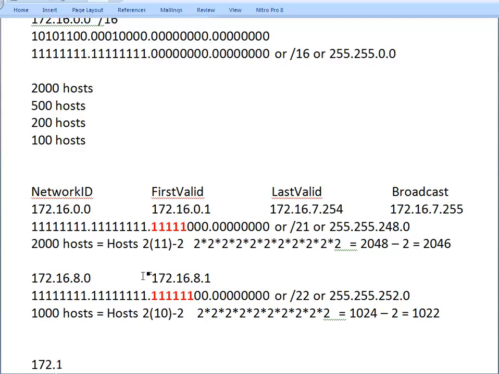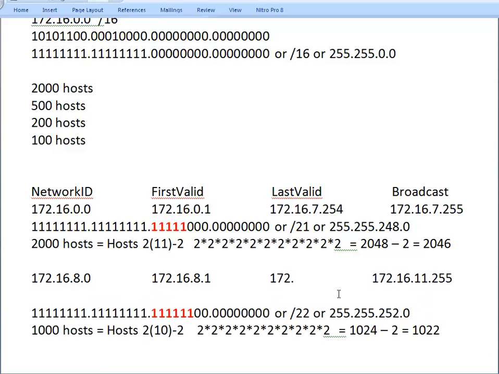Now the next network ID is going to be, we have to look where the zeros and ones are separated. They are separated on the third octet, and this bit here on the third octet is representing 4. So we have to increment by 4 on the third octet. So this will be 12.0. Now the last valid in the broadcast will be the next network ID minus 1. So 172.16.11.255 is the broadcast. Sorry, the last valid is 172.16.11.254.